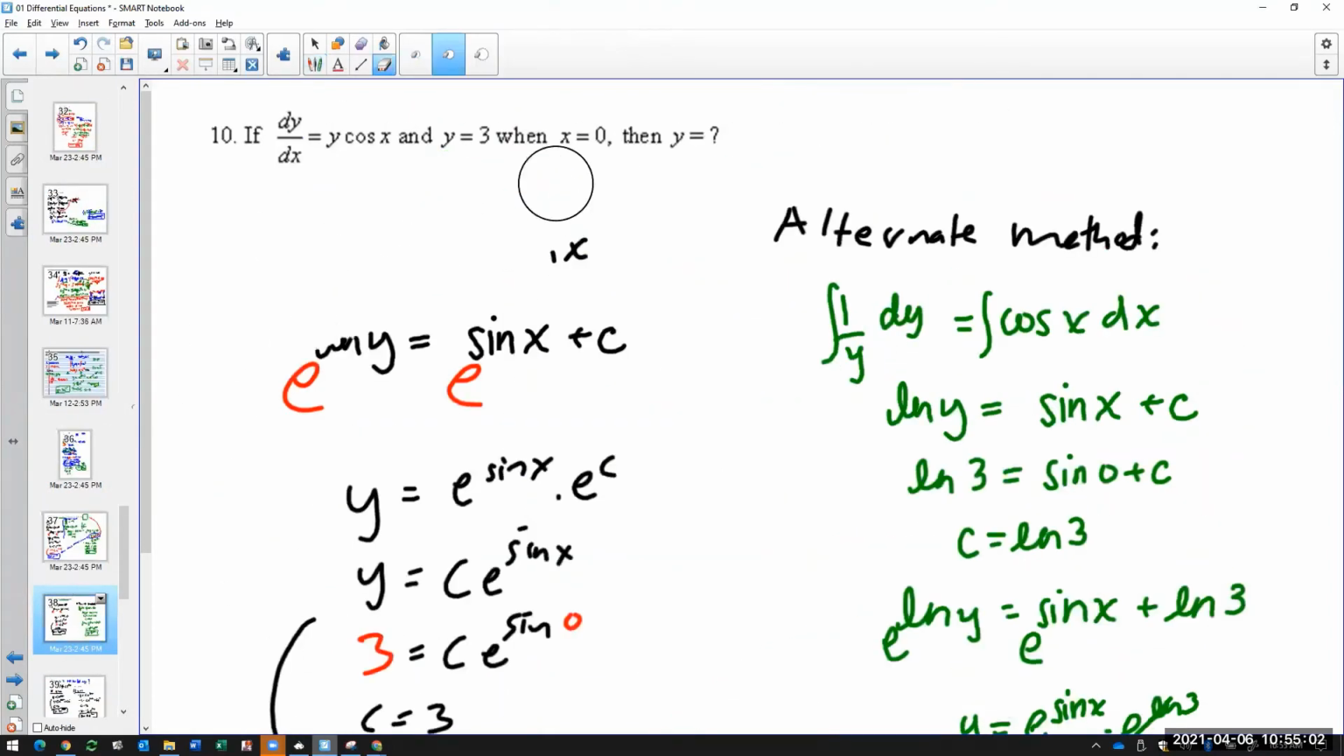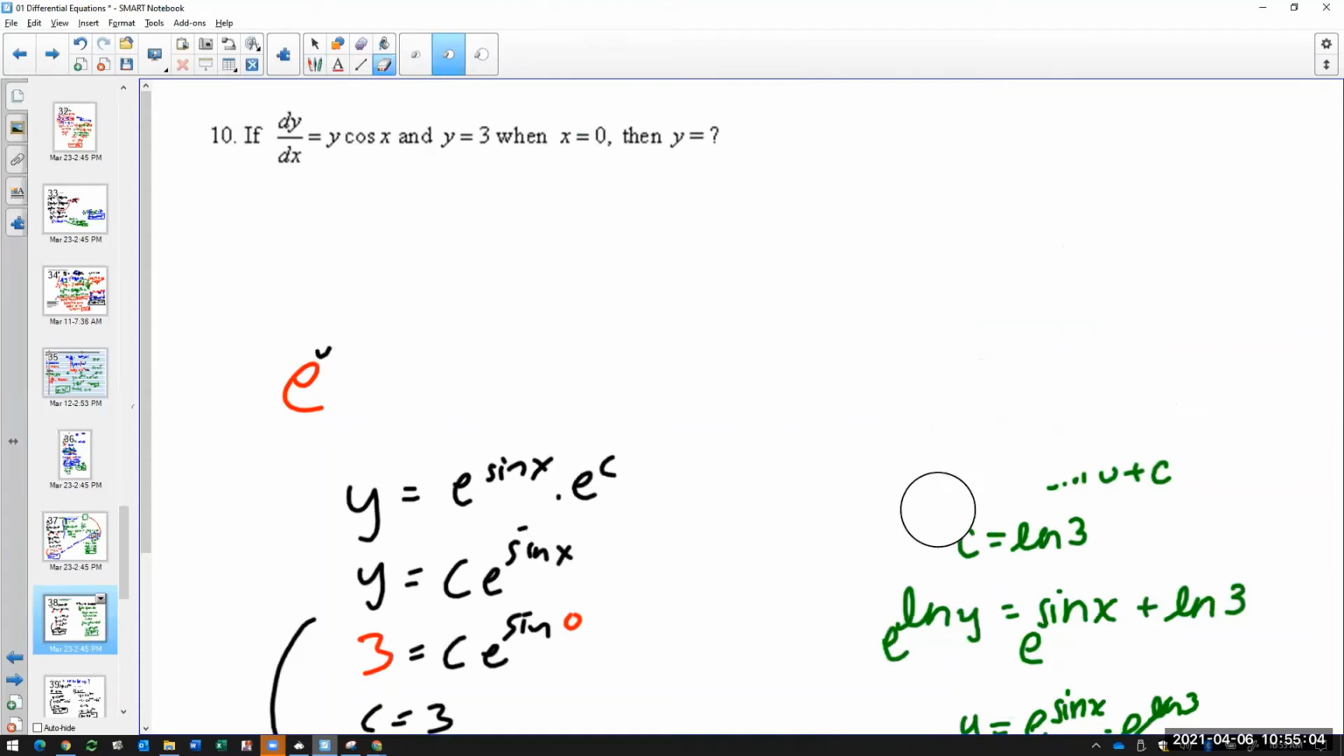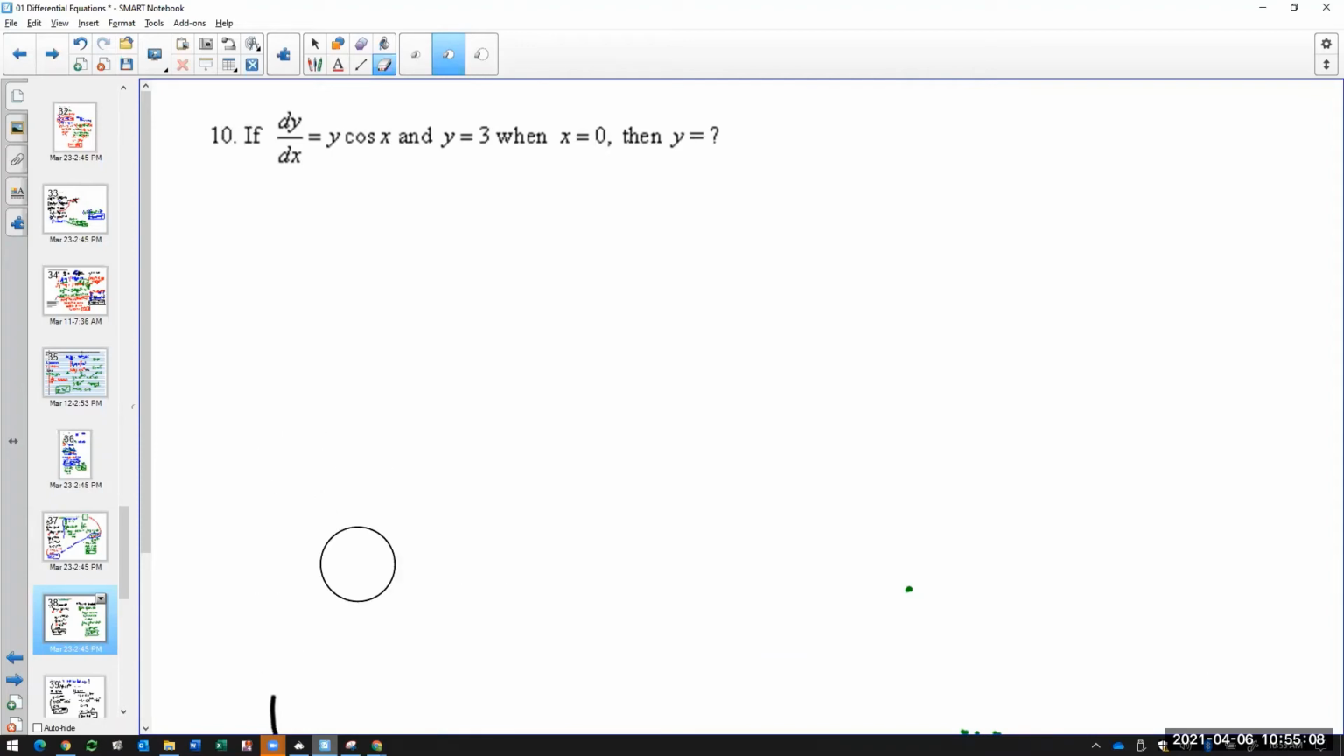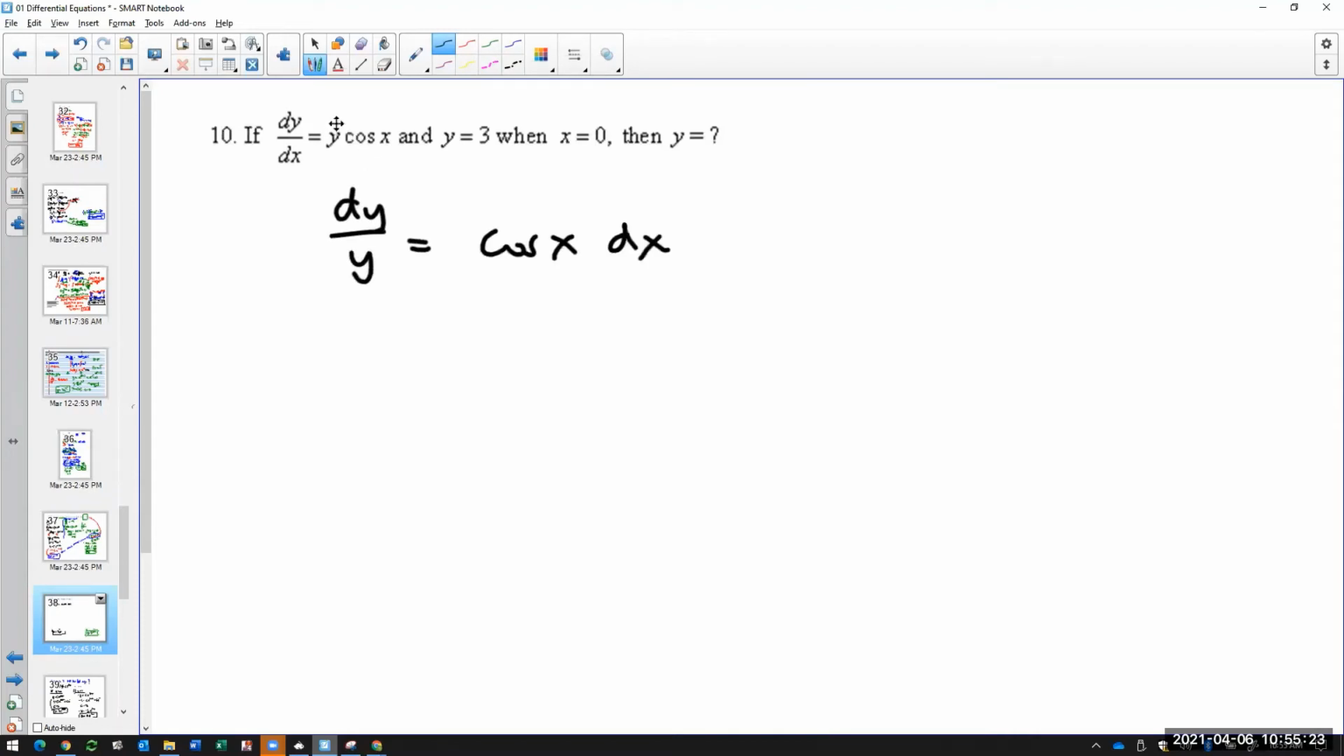Okay, so here's number 10. dy/dx is equal to y cosine x. And you've got your initial condition, and then what's y equal to, which is what we're always trying to find anyway. Okay, first you separate. The only thing that's in the wrong place is this y, and then you multiply both sides by dx.